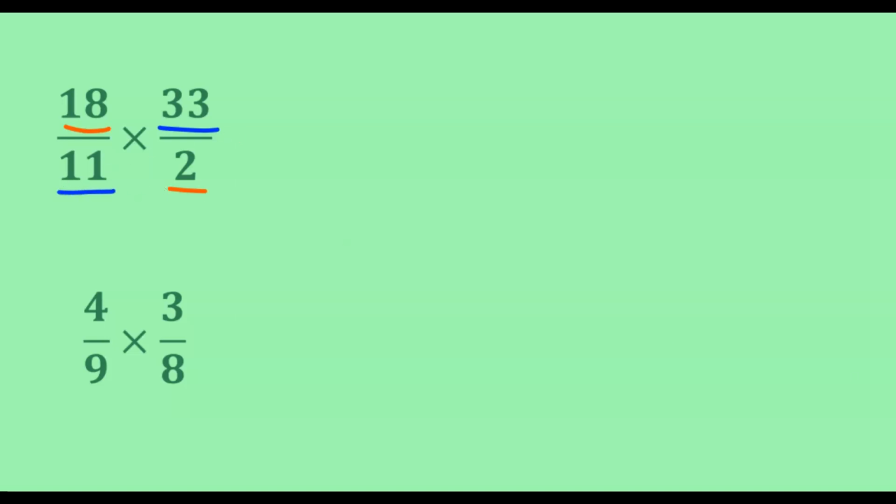So let's look for a common factor between 2 and 18. 2 is a common factor. 2 divided by 2 is 1. 18 divided by 2 is 9. And let us look for a common factor between 11 and 33. 11 is a common factor. 11 divided by 11 is 1. And 33 divided by 11 is 3. So what do we end up with? We end up with 9 over 1 times 3 over 1.